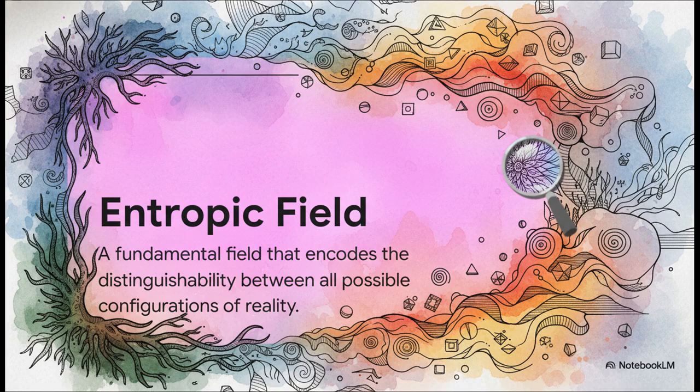So at the very heart of this new theory is a concept called the entropic field. Try to imagine it as the basic fabric of reality. But instead of being bent by mass and energy, like gravity, this field is all about possibilities. It literally maps out the differences, the distinguishability, between every single possible future, every possible arrangement of the universe. It's the landscape of what could be.